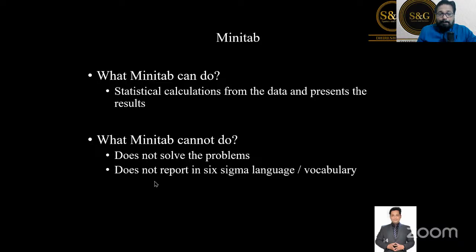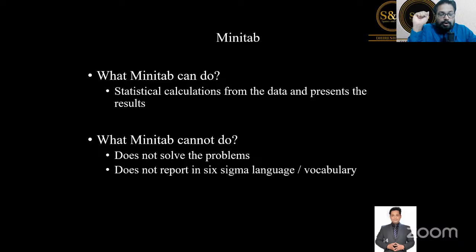Now, apart from that, the last point is it does not report in Six Sigma language or vocabulary. This part can be compensated with the help of ChatGPT. What does it mean? Let's say, for example, I check the normality of data. We will cover what normality is later. That's where we will check a p-value.